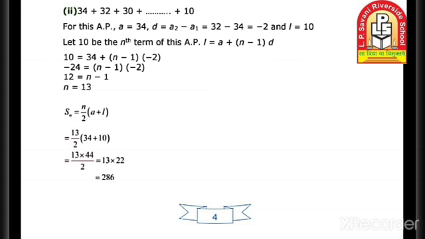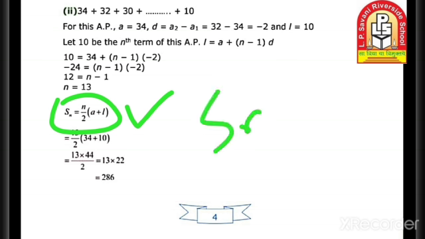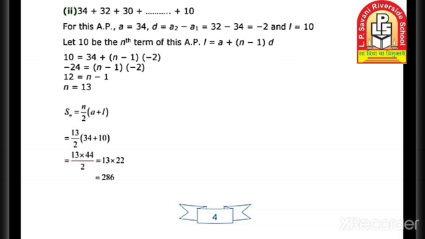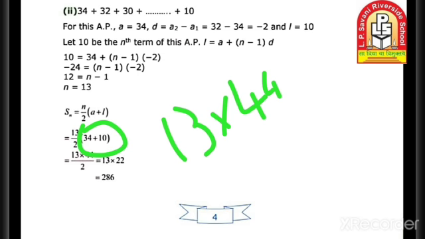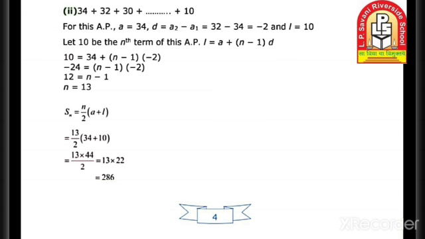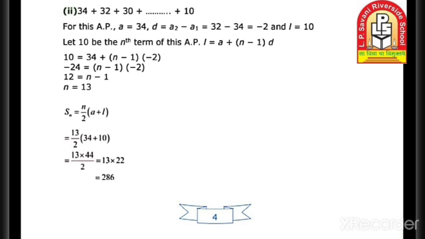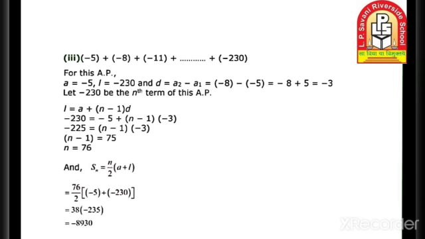Then put the values of A and L in the summation equation. So Sn is equal to n by 2 in the bracket A plus L. So n is 13 by 2 into 34 plus 10. Then 13 multiplied with 44, because 34 plus 10 is 44. So 13 into 44 upon 2, so 13 multiplied with 22, that is 286.